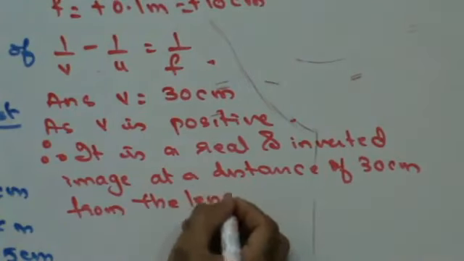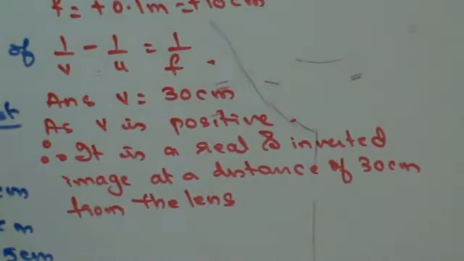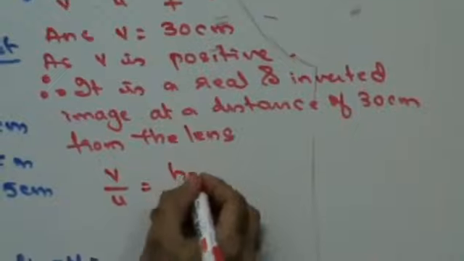So now the next thing I need to find out is whether it is a magnified or a diminished image. I can use the formula v upon u is nothing but h2 upon h1.